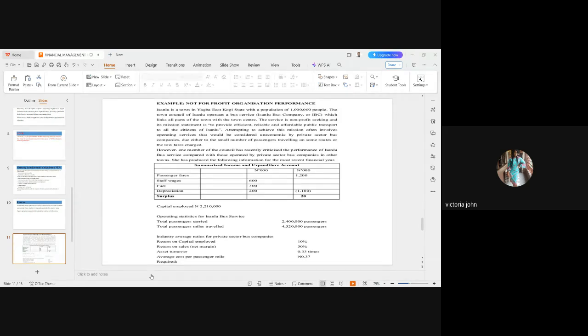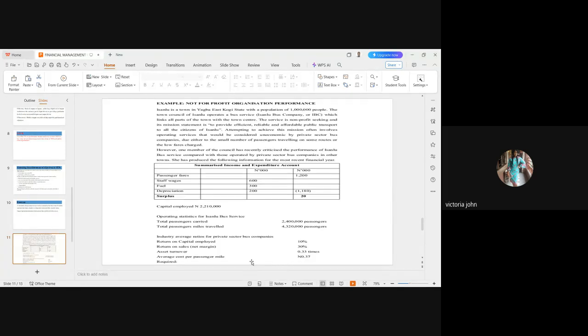However, one member of the council has recently criticized the performance of Isanlu bus service compared with those operated by private sector bus companies in other towns. She has produced the following information for the most recent financial year. Summarized income and expenditure account. Capital employed 2,210,000. Operating statistics for Isanlu bus service. The total passengers carried is 2,400,000 passengers, and the total passenger miles traveled is 4,320,000.